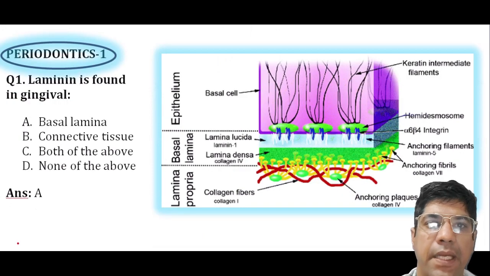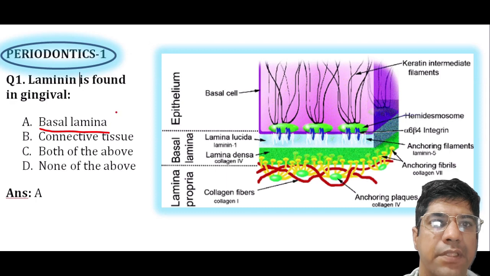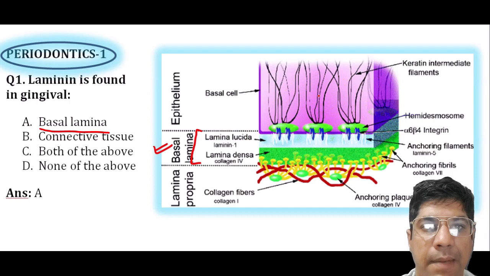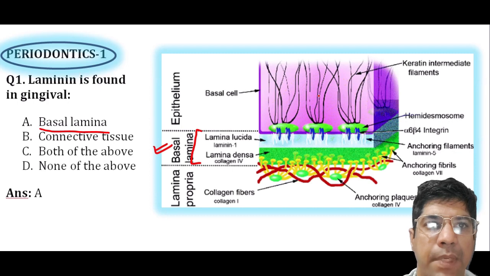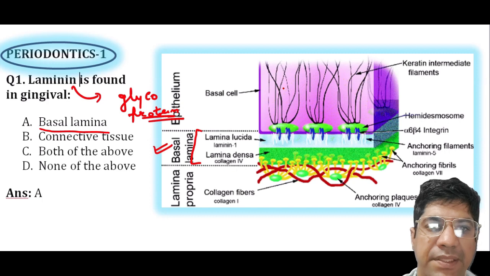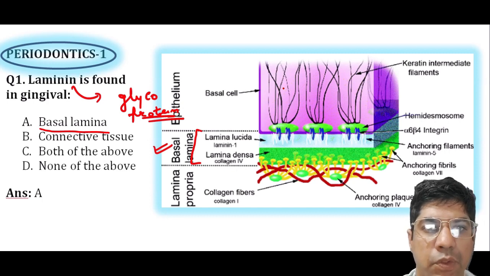The first question is: laminin is found in the gingiva. Well, laminin is found in the basal lamina. The basal lamina consists of a mixture of collagen and laminin. Remember, laminin is a glycoprotein. It is found in the basal lamina that is part of the gingival tissue.